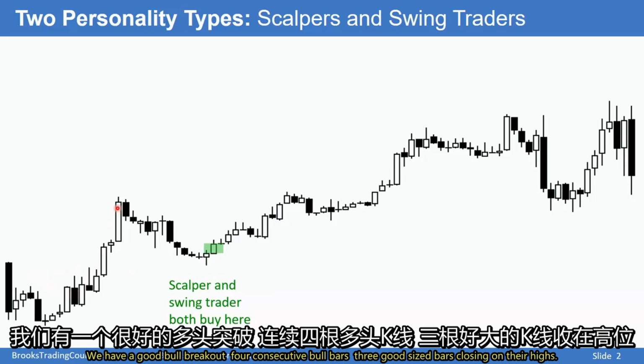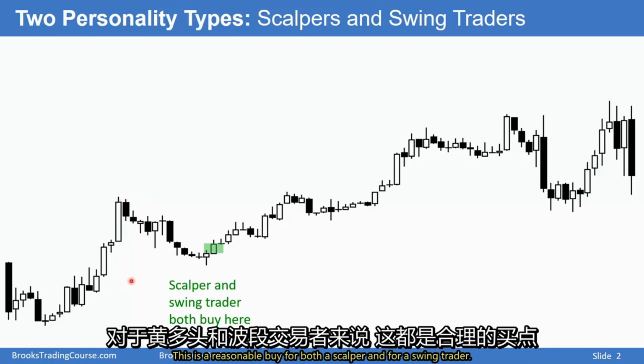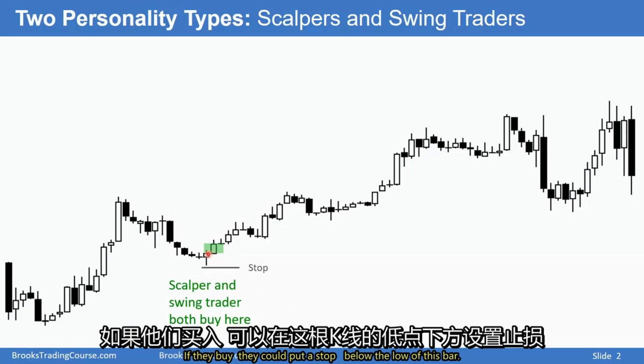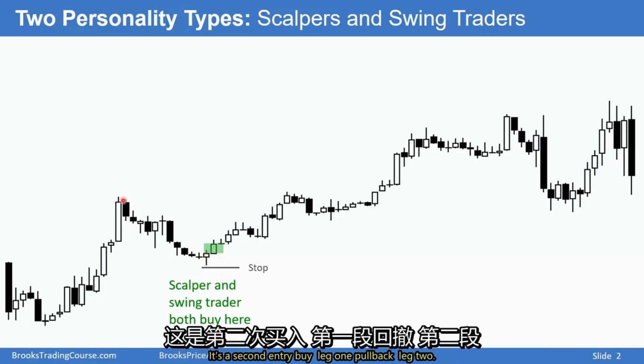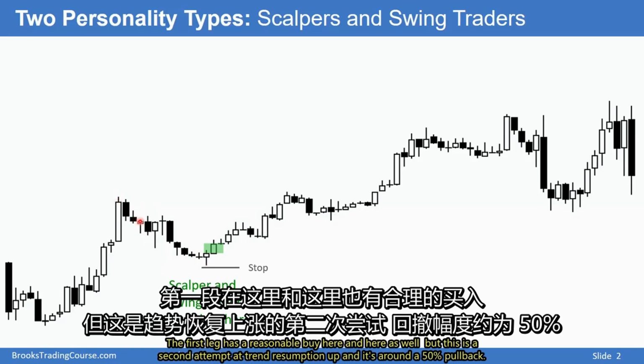We have a good bull breakout, 4 consecutive bull bars, 3 good-sized bars closing on their highs. This is a reasonable buy for both a scalper and for a swing trader. If they buy, they could put a stop right below the low of this bar. It's a second entry buy, leg 1, pullback leg 2. The first leg has a reasonable buy here and here as well, but this is a second attempt at trend resumption up, and it's around a 50% pullback.